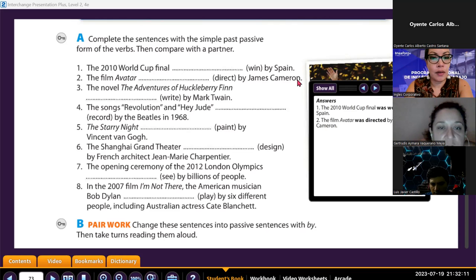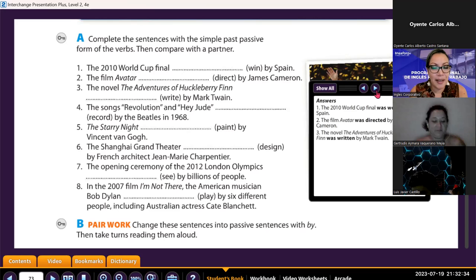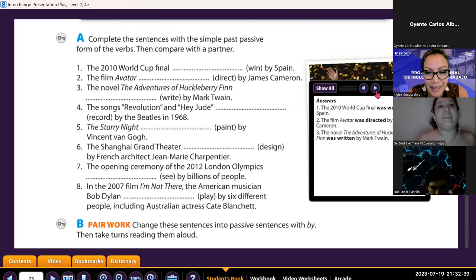The novel The Adventures of Huckleberry Finn was wrote by Mark Twain. Was wrote? No. Written. Yes, written. Excellent. Thank you, Mara. Let's remember the verb to be plus the participle form. Excellent job. Thank you so much.